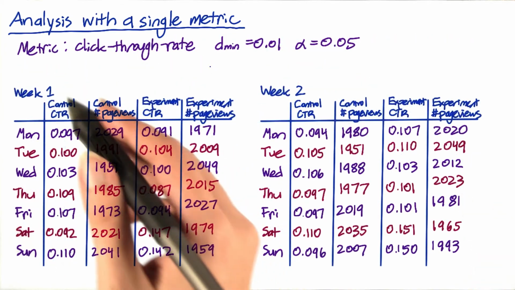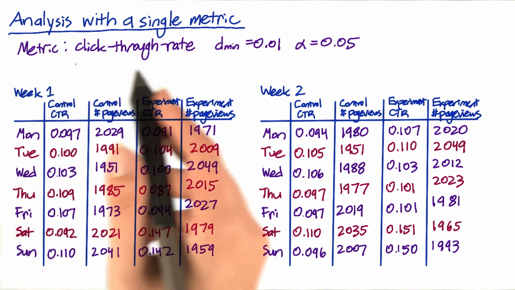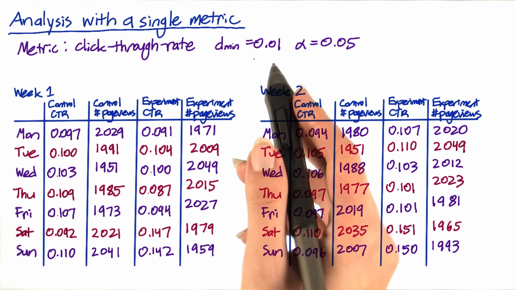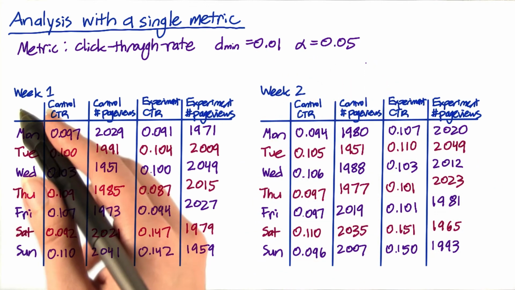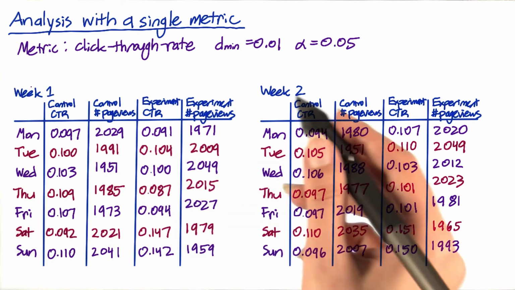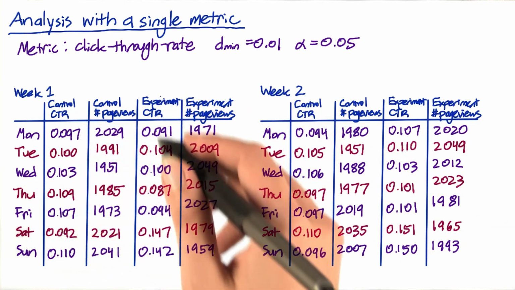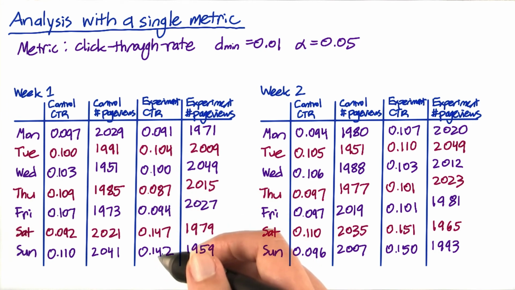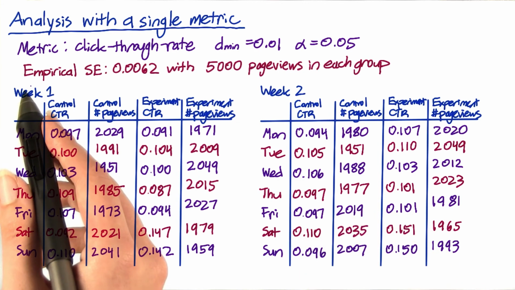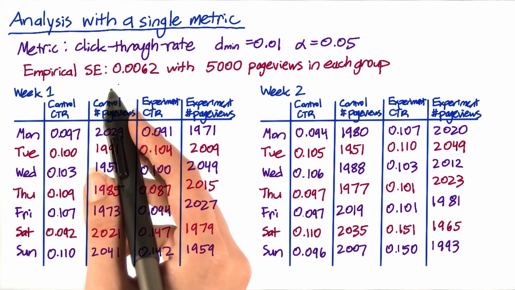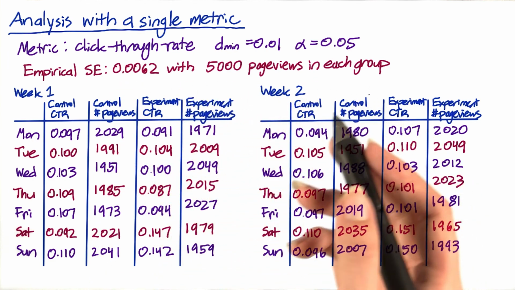Now I want you to do the same analysis for this table of results. Again, the metric for the experiment was click-through rate, and the practical significance boundary is 0.01, and the alpha is 0.05. These are the results for the first week of the experiment, and these are the results for the second week. I've put the click-through rate instead of the number of clicks in these columns to make the analysis a little easier. You can also find these results in the spreadsheet linked in the instructor's notes. Audacity also empirically estimated the standard error for the click-through rate to be 0.0062 with a sample size of 5,000 page views in each group.